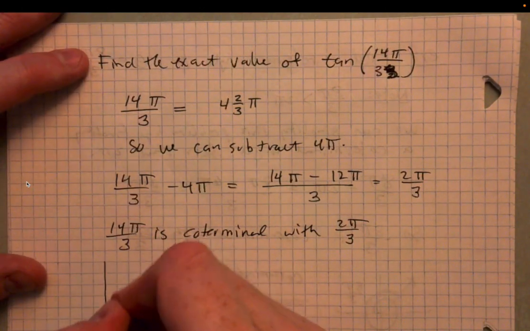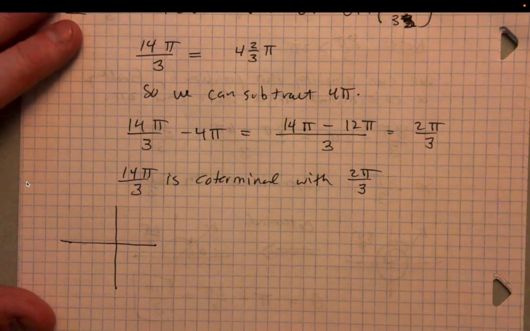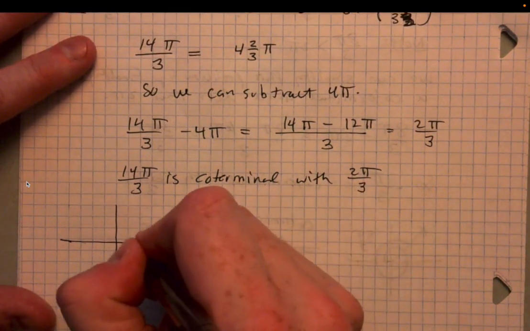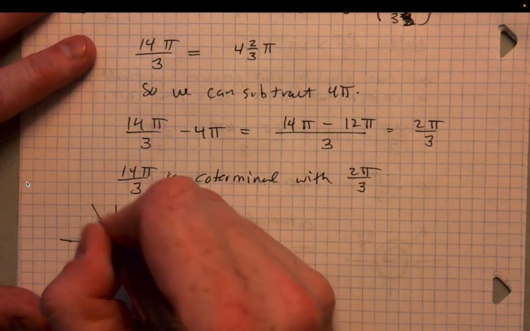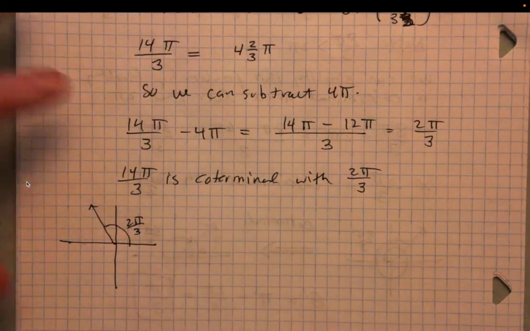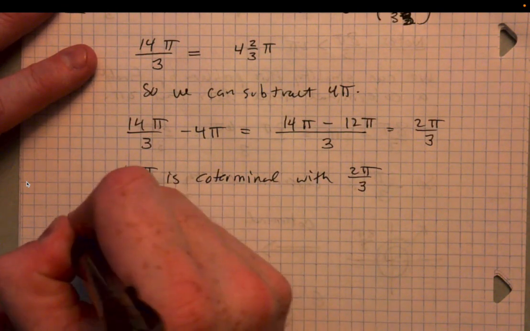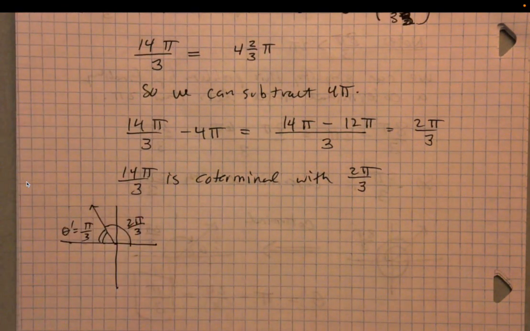Okay, so let's draw it. As soon as you've got a reasonable coterminal angle, I recommend drawing it. So 2 pi over 3, that's the angle we were just looking at. It's somewhere like this. Okay, and so the reference angle would be this guy, which is pi over 3. Okay, so theta prime, the reference angle, is pi over 3.